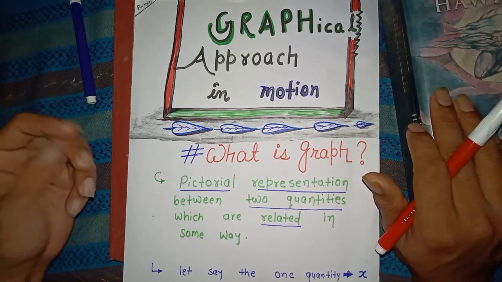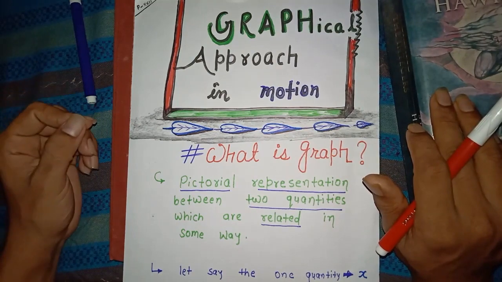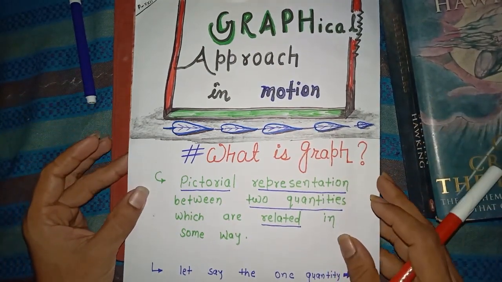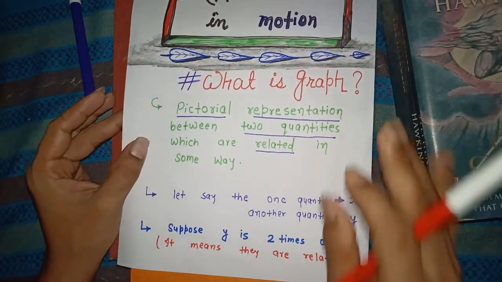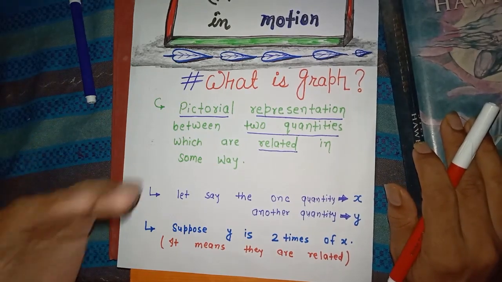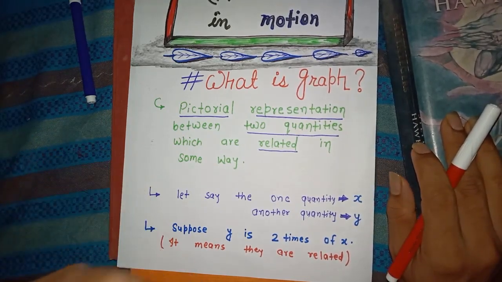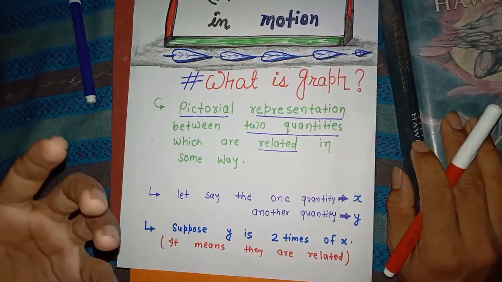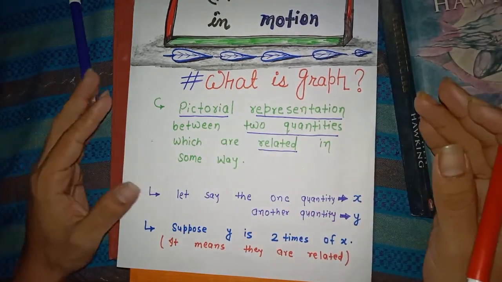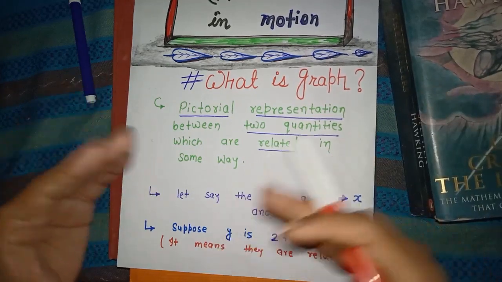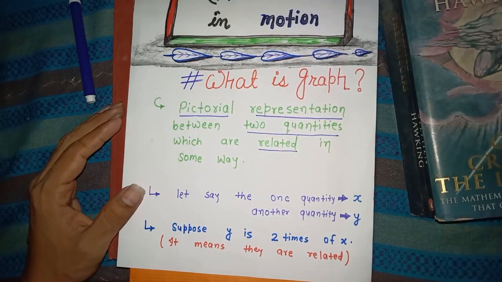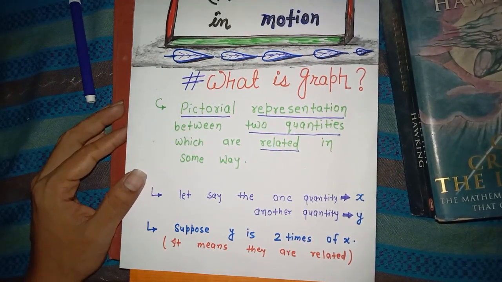So let us say that one quantity is x and another is y. If we consider the relationship as y is 2 times of x, this means these two quantities y and x are related in some way here by 2 times. So now my question is how we draw the graph.